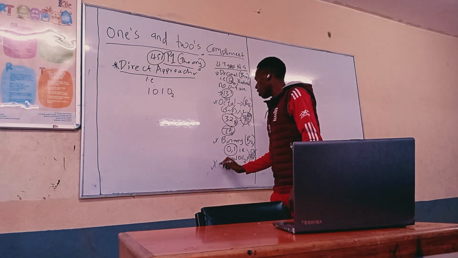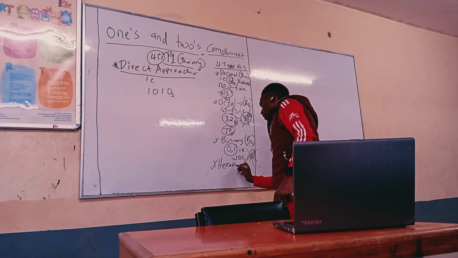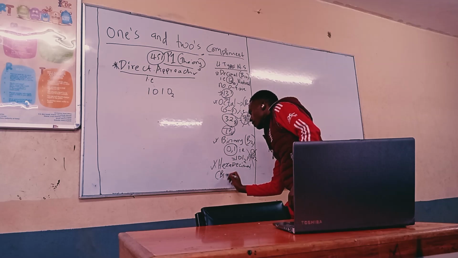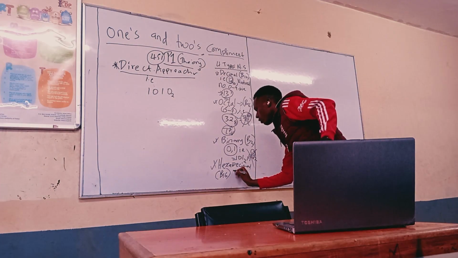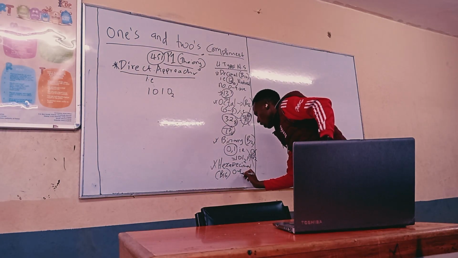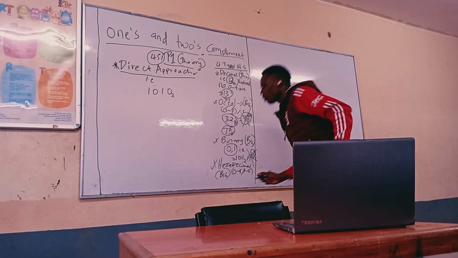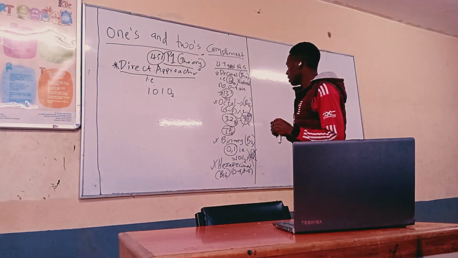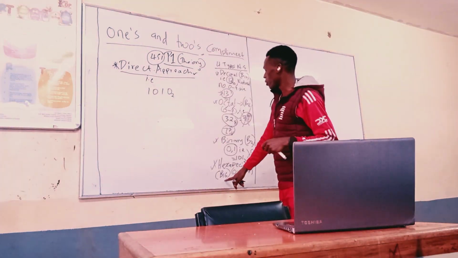So, the last one now is a hexadecimal number. This one is written with base 16. And they vary from which number to which number? They vary from 0 to 9 and also from A to F. These are the only characters that make up a hexadecimal. So that's why we have 16.